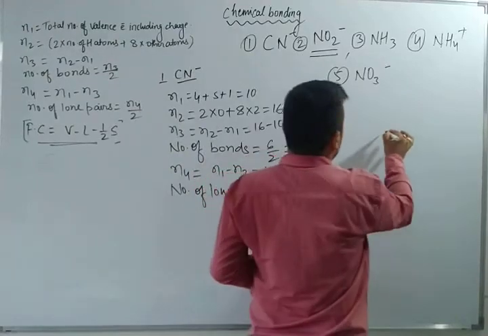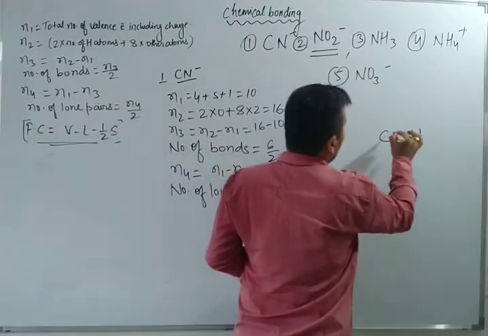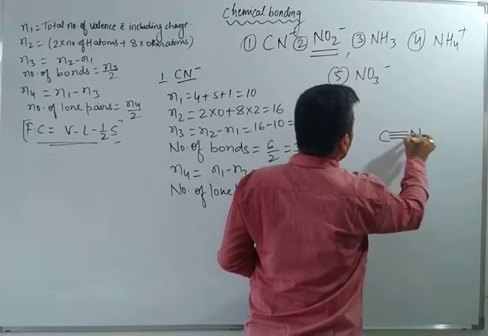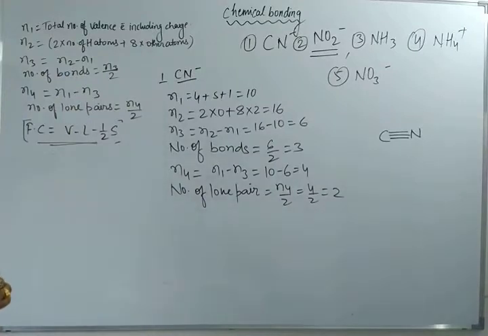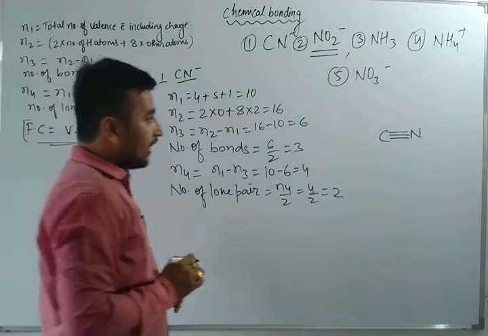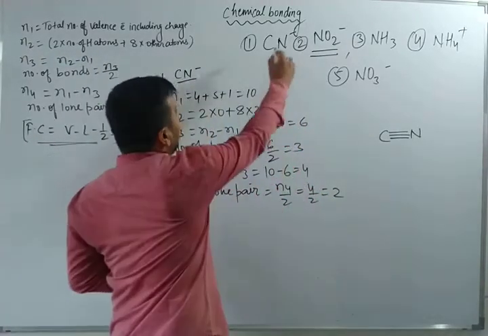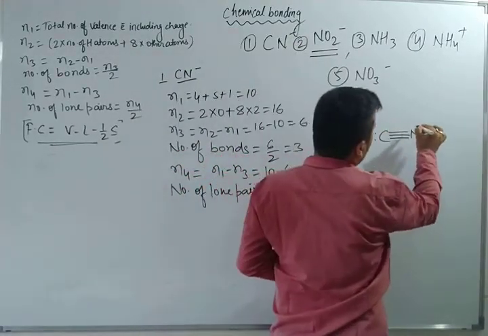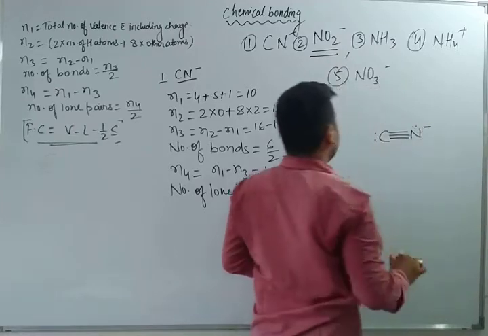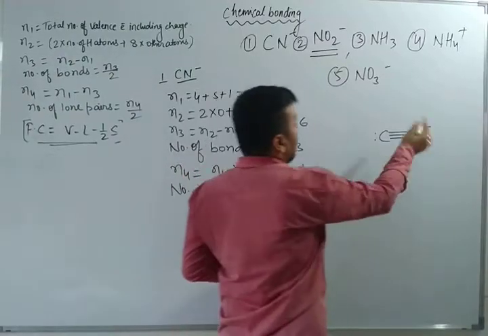Cyanide minus, carbon, nitrogen. How many bonds? Triple bond. 1, 2, 3. Right? Now how many lone pairs? 2 lone pairs. How you will draw this 2 lone pair? And you can see here Cn minus is there. So first of all, the one lone pair will be here, another lone pair will be here, and here you can put the minus charge. Got it? Easy?